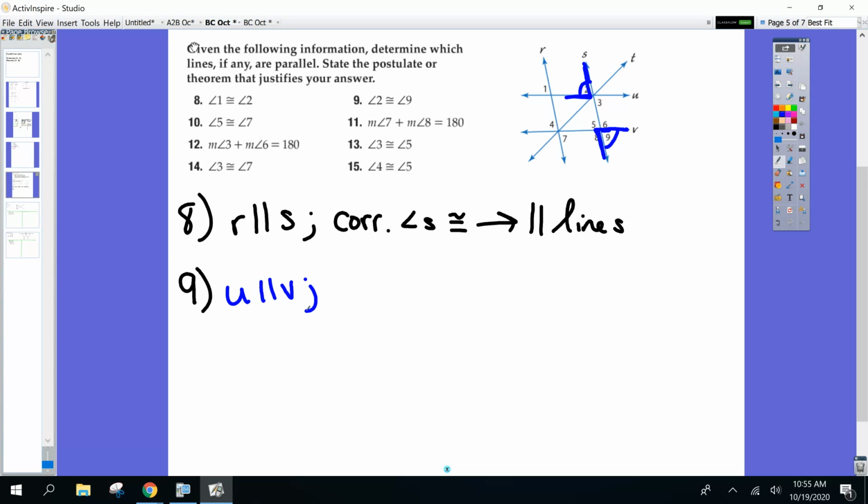Yep. Reason? Alternate exterior angles congruent imply parallel lines.